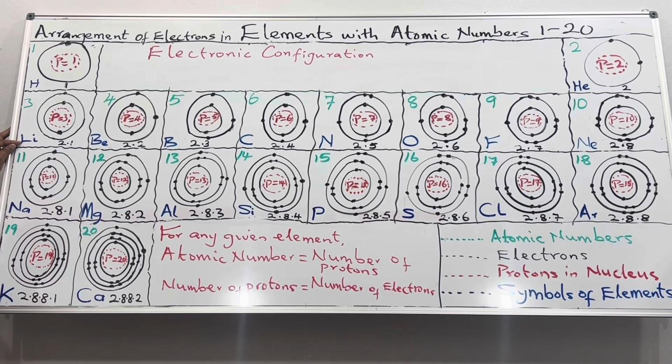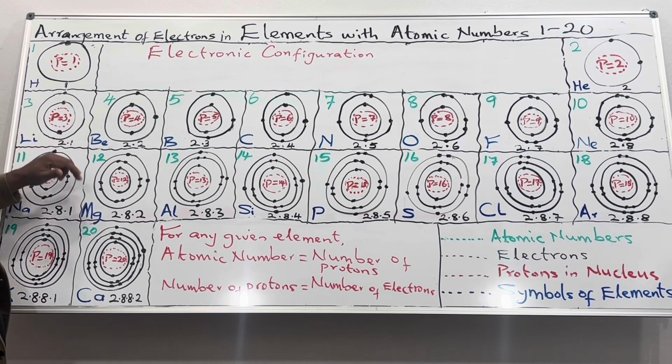Lithium has atomic number 3, meaning there are 3 protons and 3 electrons. The electrons are in the shells. The first shell takes 2. The first shell cannot take more than 2 electrons. Then the second shell takes 1 electron.